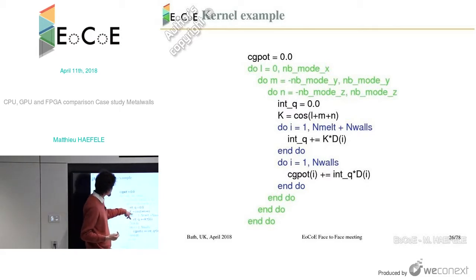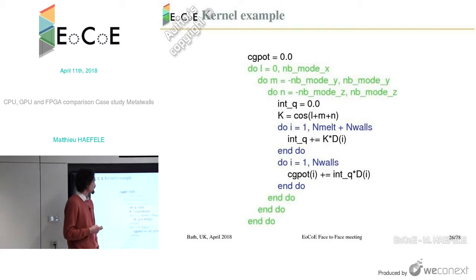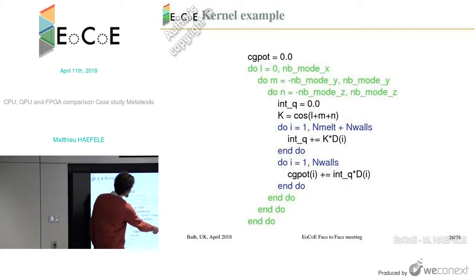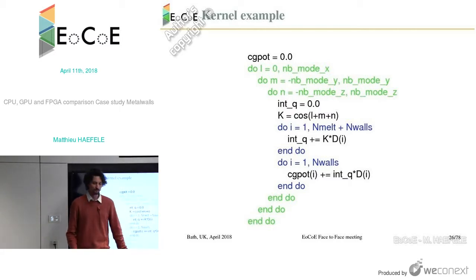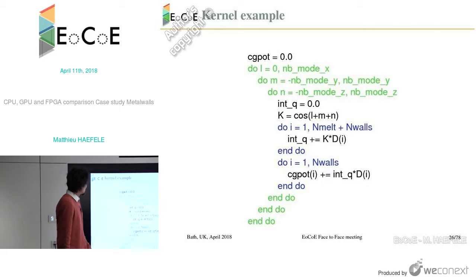Once you have this quantity, then you can compute the quantity of interest that applies only on the atom of the electrodes, and then you multiply again with the same quantity before. Okay? How do we implement this in an FPGA?